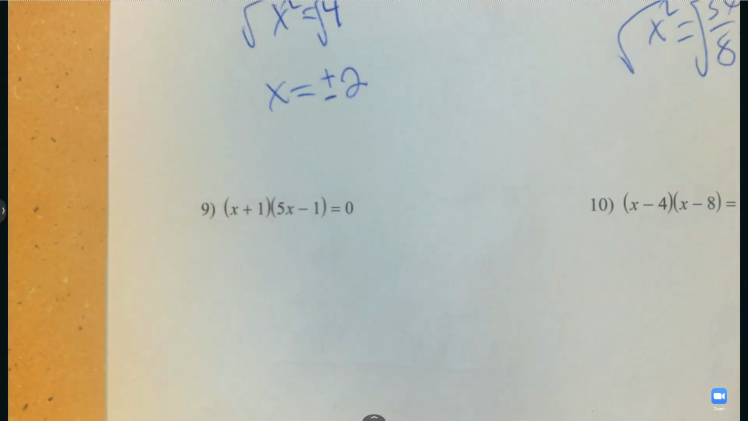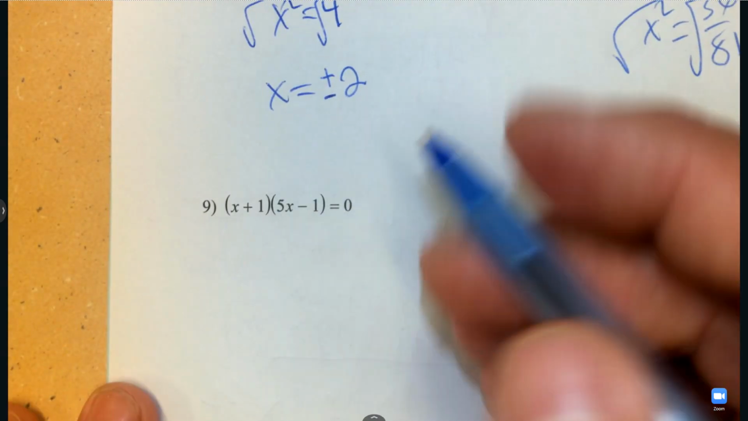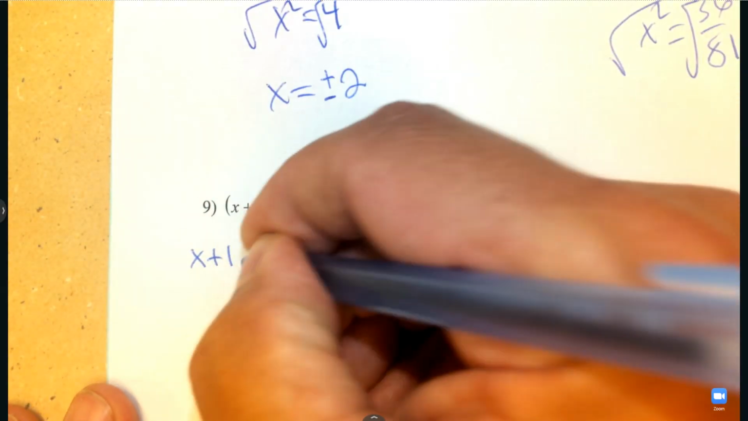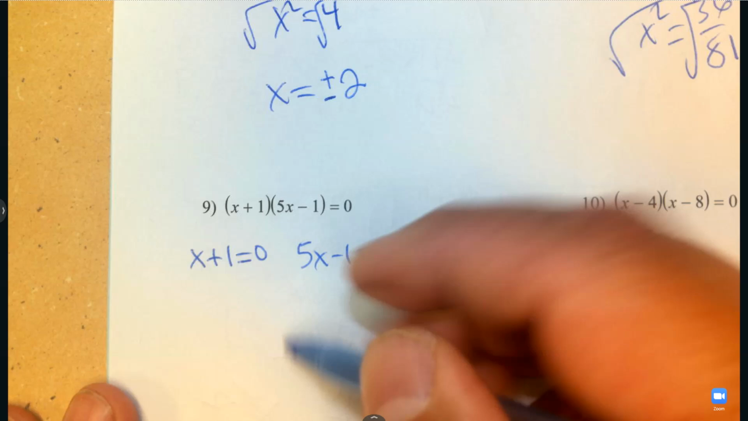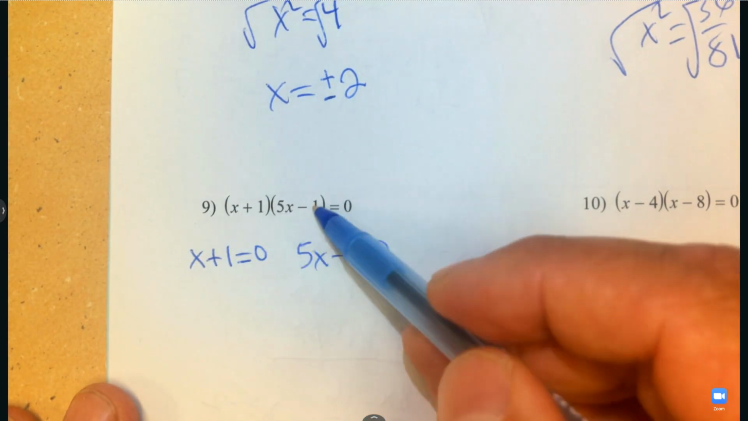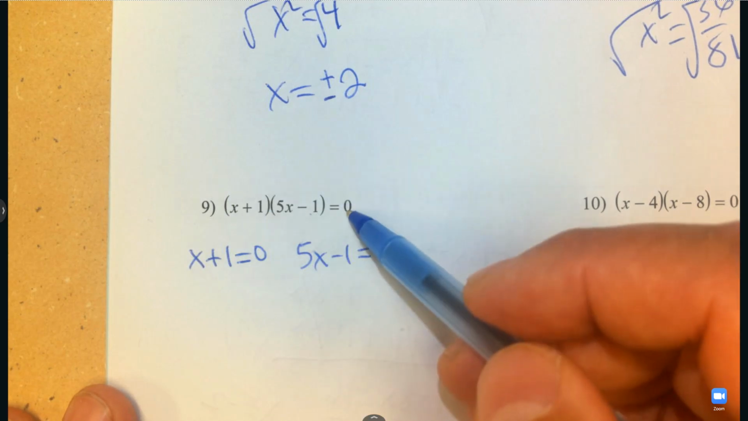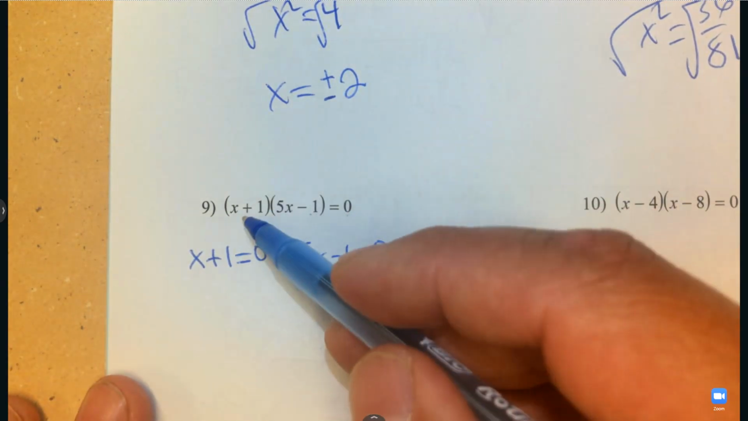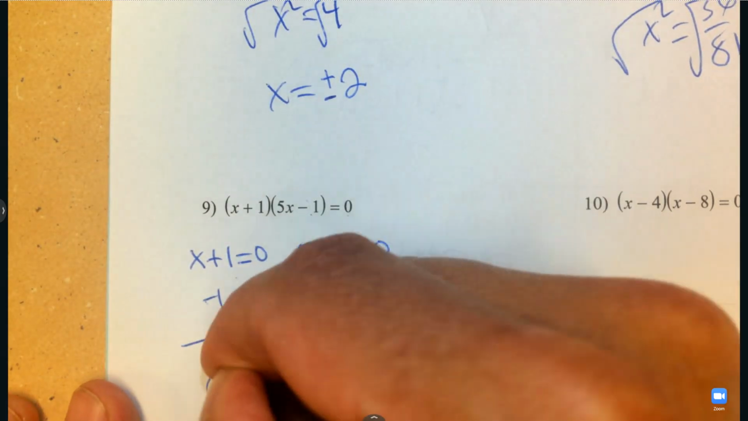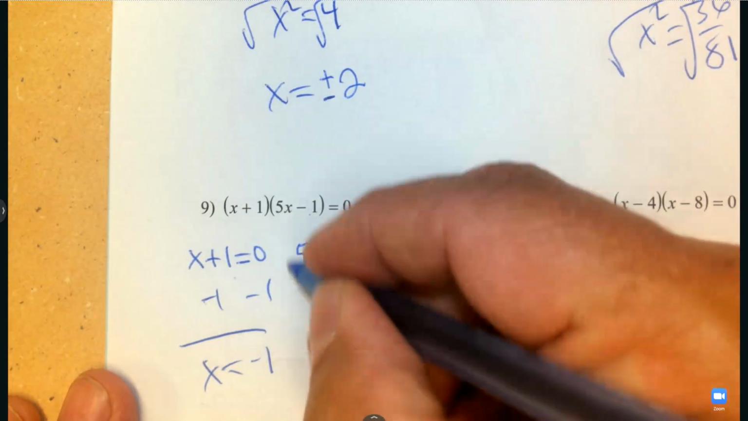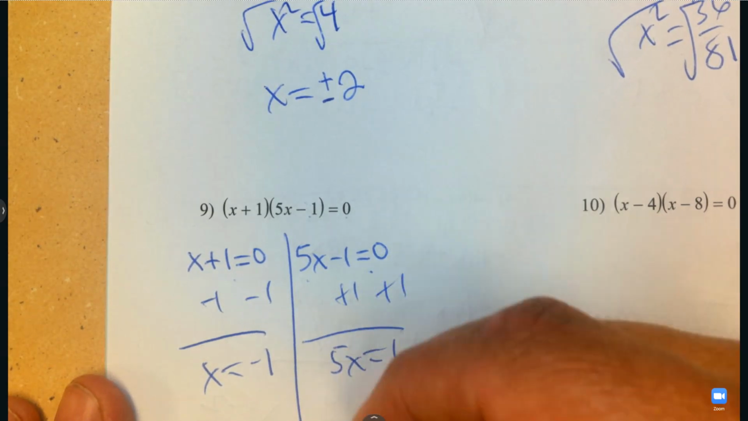Number 9. Here we have an equation that's already factored. So when we have factors, we use what's called the zero product property. If the first factor was 0, then 0 times anything is 0. If the second factor is 0, then 0 times anything is also 0. So 2 possibilities. Each factor equal to 0, solve it. So we're going to subtract 1. In this situation, we're going to add 1 and then divide by 5.